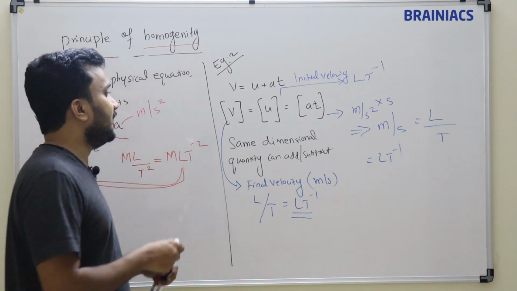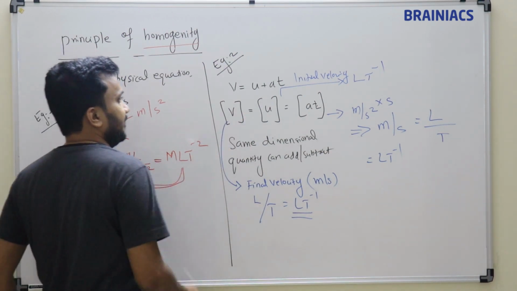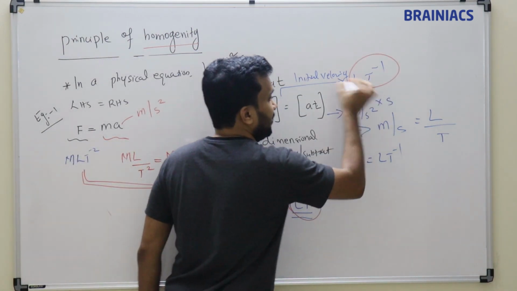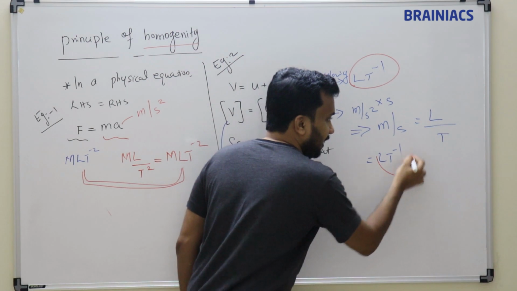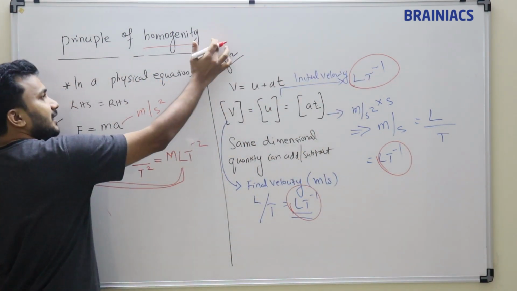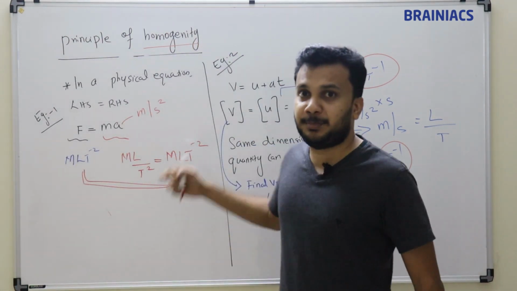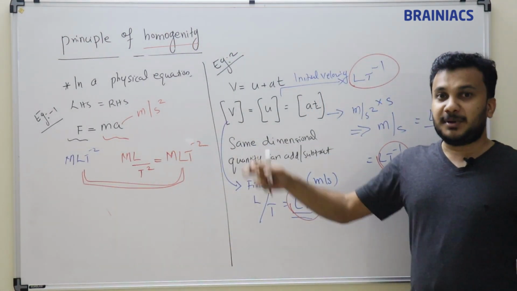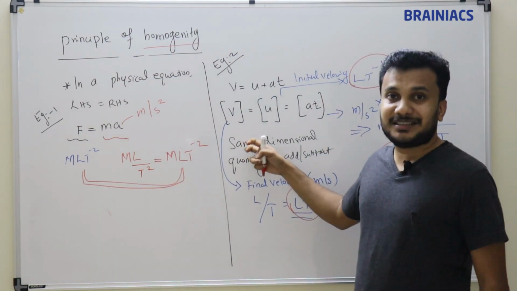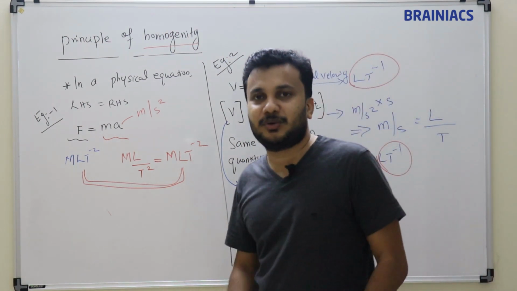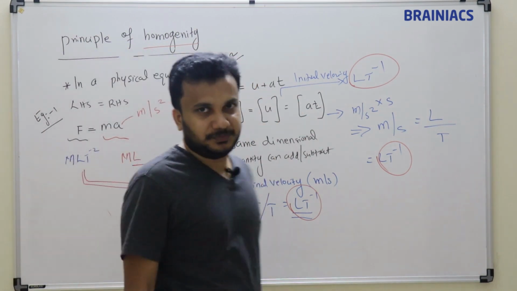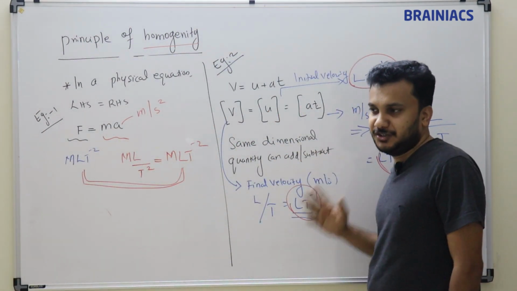Now if you look at this, we have three parts: V, U, and AT. The dimension formula of V is this one, of U is this one, and of AT is this one. All are equal. That equality is called the principle of homogeneity. The principle of homogeneity has two concepts. Point number 1: LHS equals RHS. Second, the same physical quantities you can add and subtract. This is the second model of question, actually, for the NEET and JEE examinations.